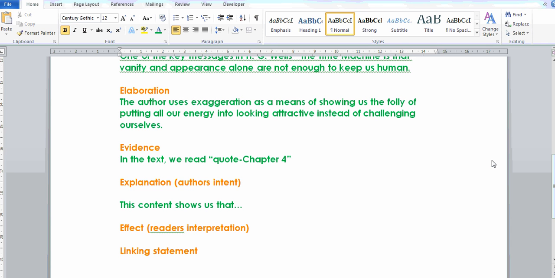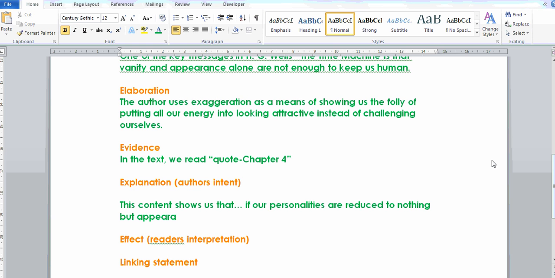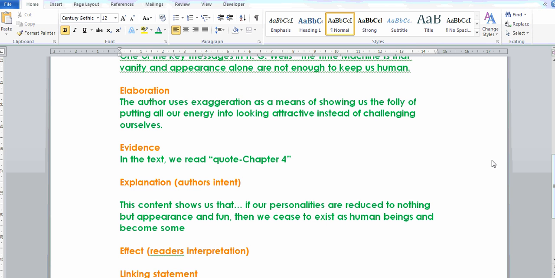In this case, if I'm using something like a description of the Eloi and the fact that they're really beautiful but really frail and not very intelligent, I need to link that back to what I'm actually trying to say about the author's intent. So I could say something like, this content shows us that, I'll give you a bit of an example to get you going, if our personalities are reduced to nothing but appearance and fun, then we cease to exist as human beings and become something much less valuable.